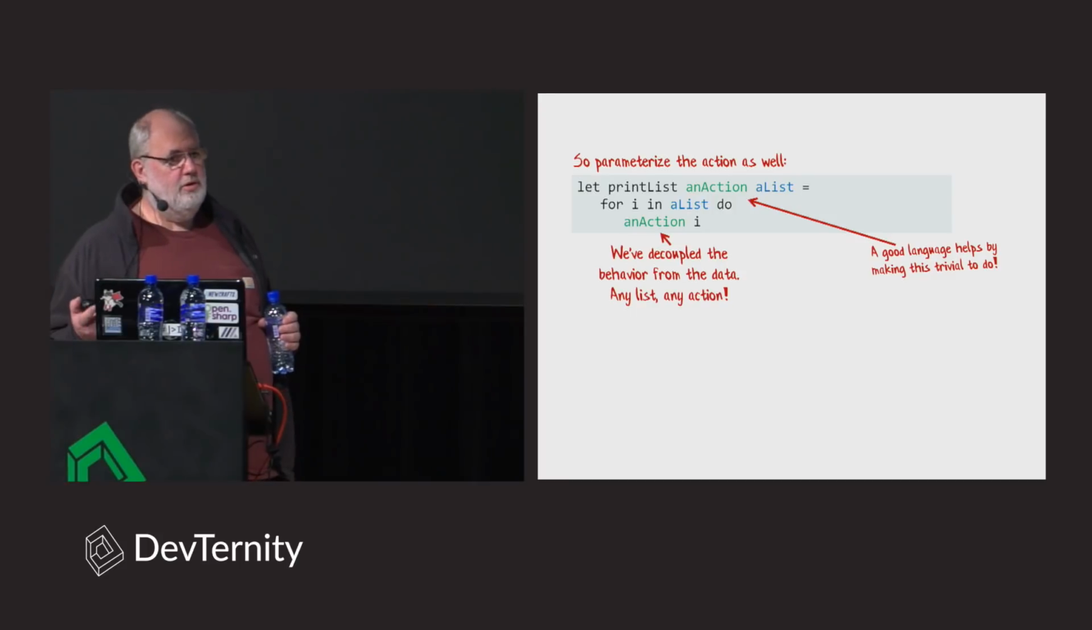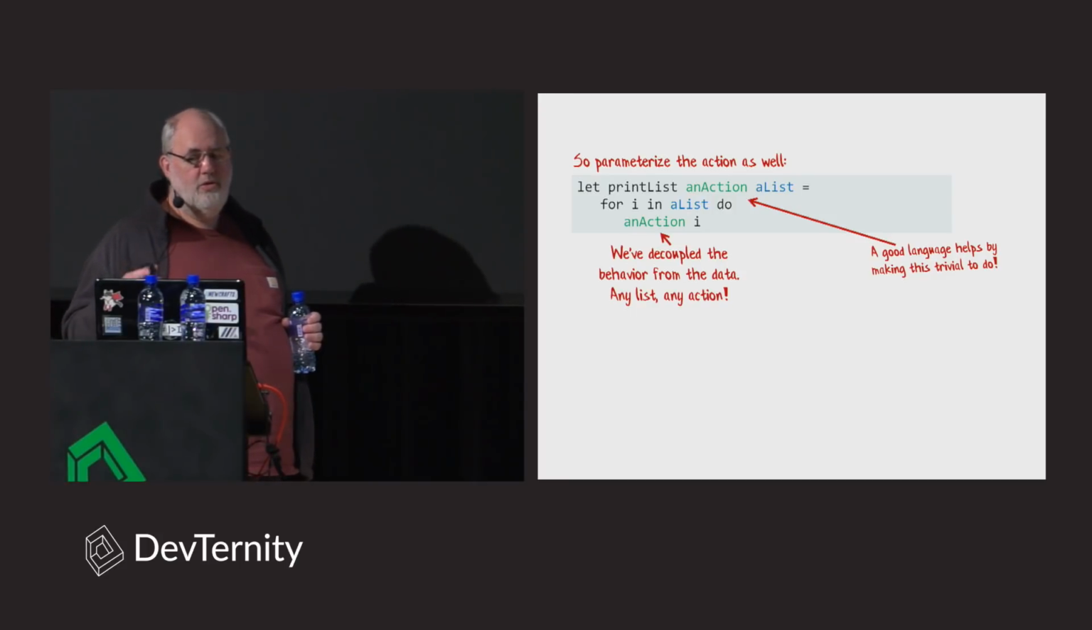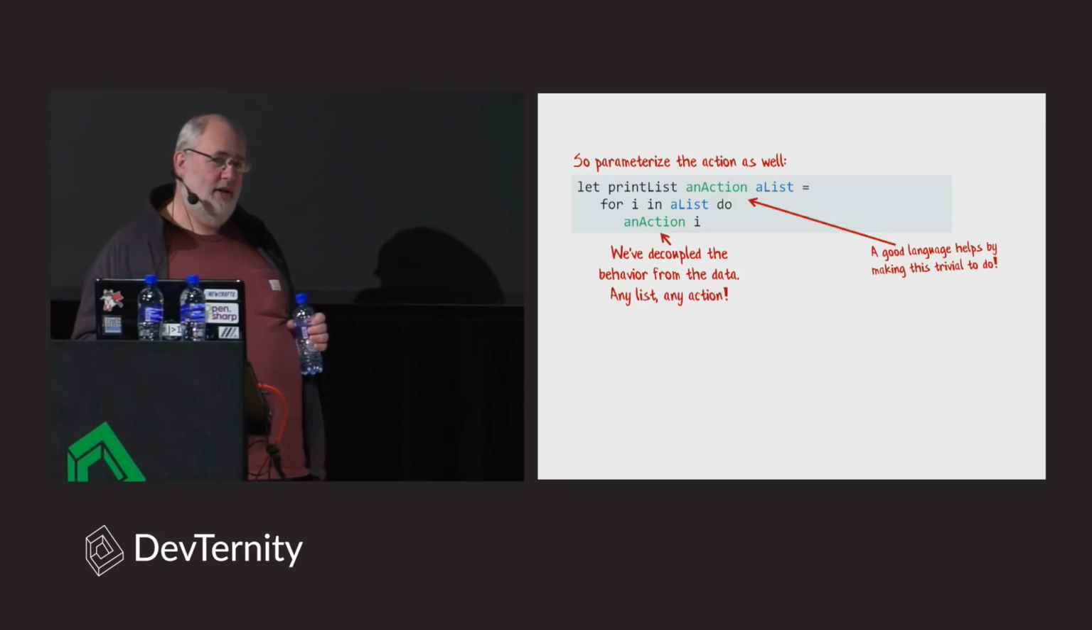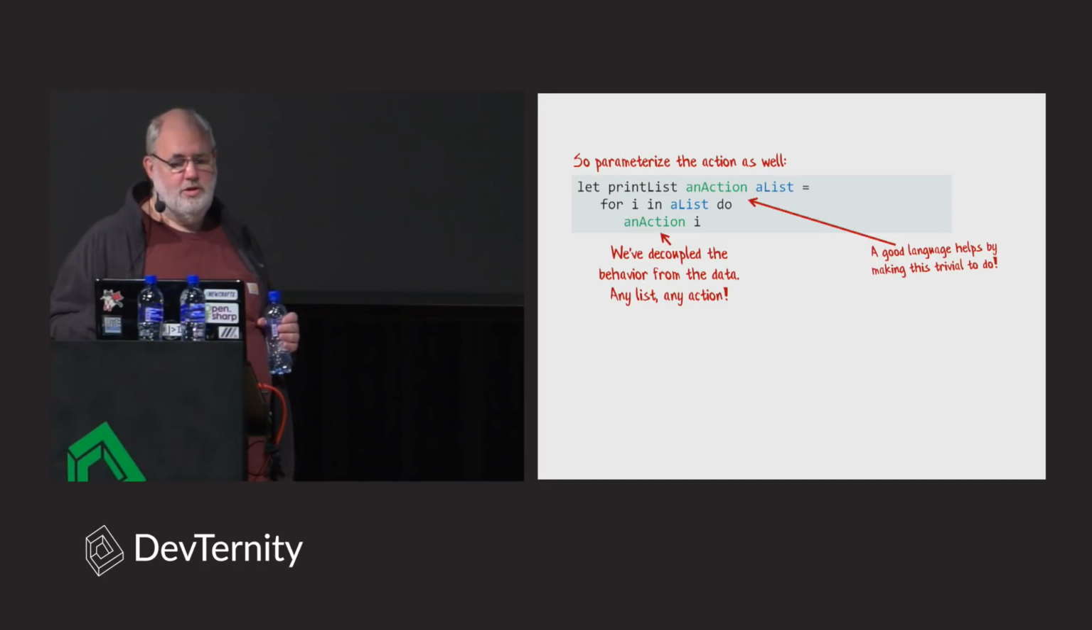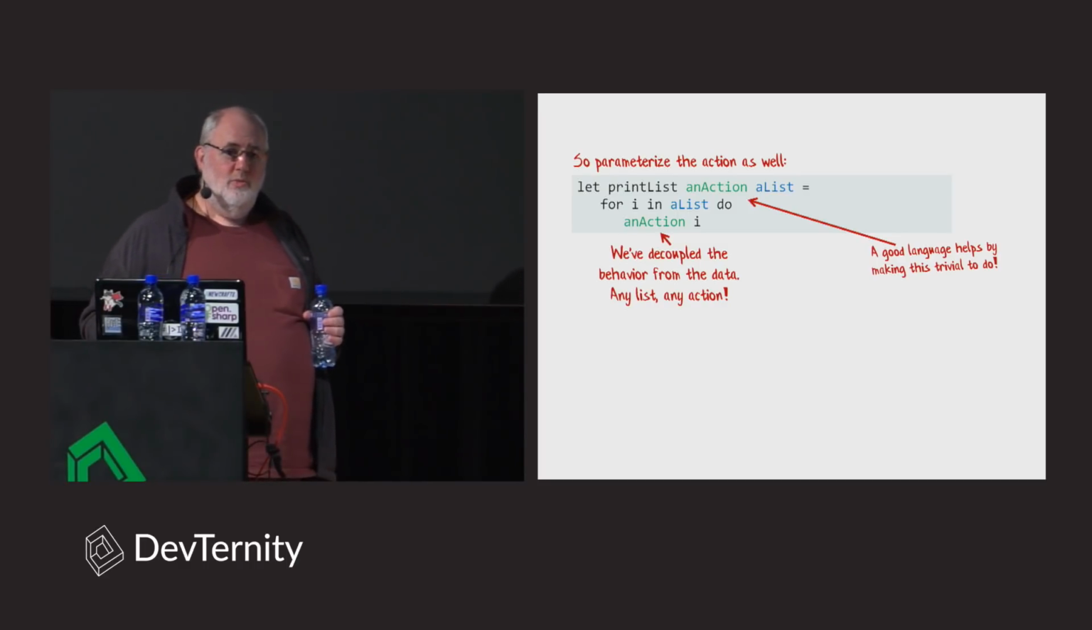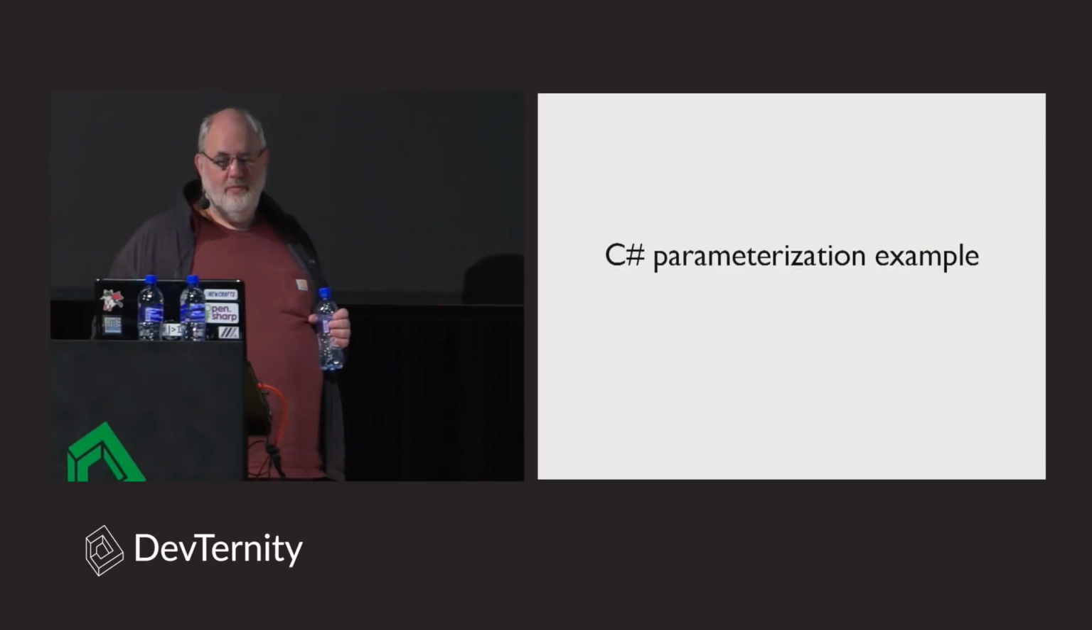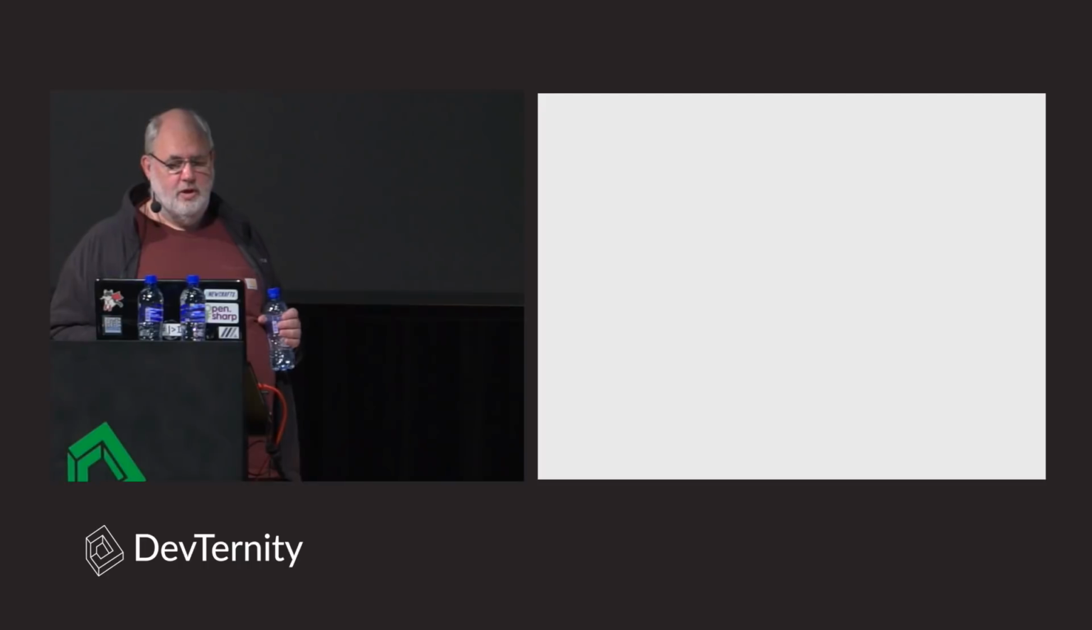Now, what's cool about a nice language is that you can do this without having to worry about what the type of the action is. I don't have to say what kind of action it is. I just type it in. It looks very dynamic in F#. This is F#, but I don't have to worry what the type is. It's kind of nice. But let's look at C# as an example of how you might do this as well.